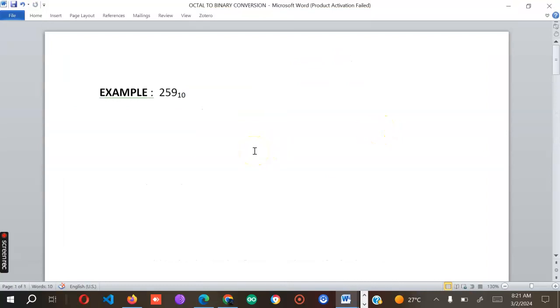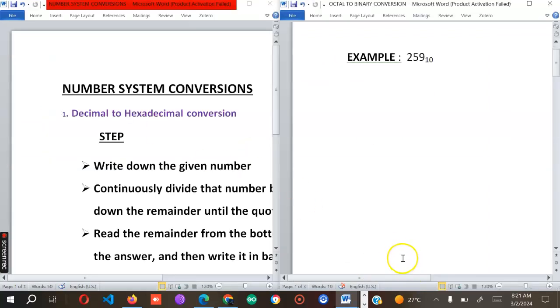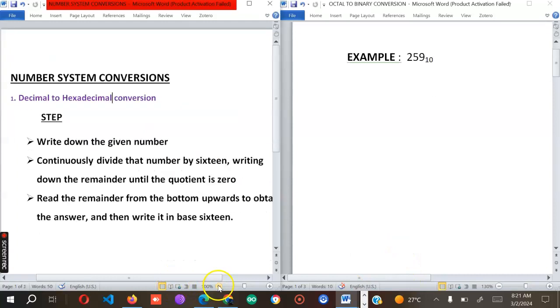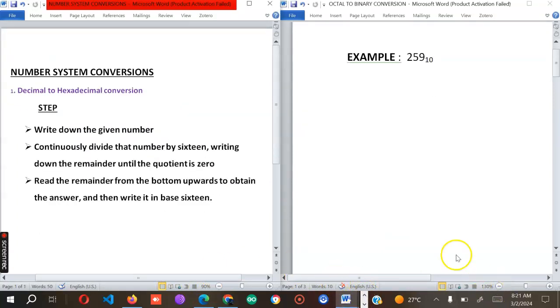So number one, we have this one. I'll try to minimize it. Hope you can see what we have. These are the steps, and this is our first example. Our first example is 259. Remember, rule number one is to write down the number. Then rule number two is to divide the number until the quotient is 0.